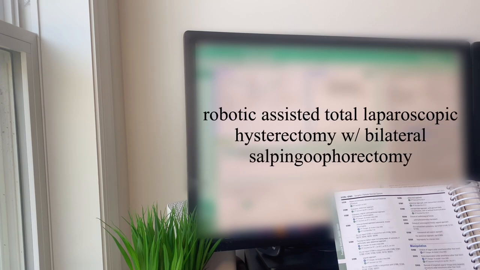Okay, so right here, I am reading an operative note for a robotic-assisted total laparoscopic hysterectomy with bilateral salpingo-oophorectomy. What that means is they're going to be doing the surgery robotically, and you can look on Google, like, robotic surgeries. They kind of go in using a robot to do this surgery laparoscopically. The hysterectomy is they're removing the patient's uterus and they're going to take both fallopian tubes and the ovaries.